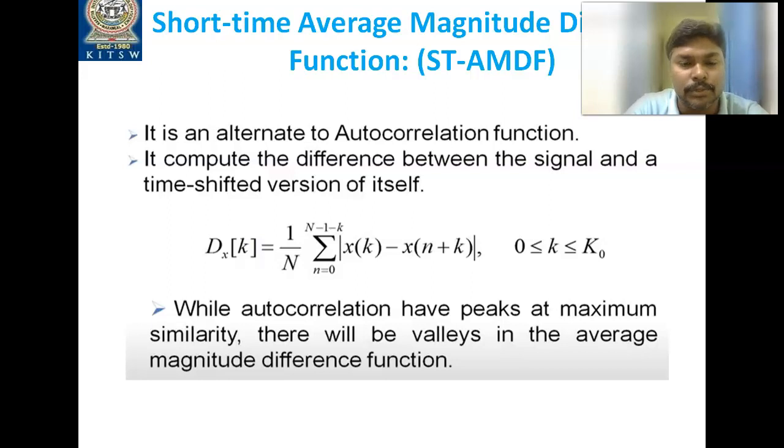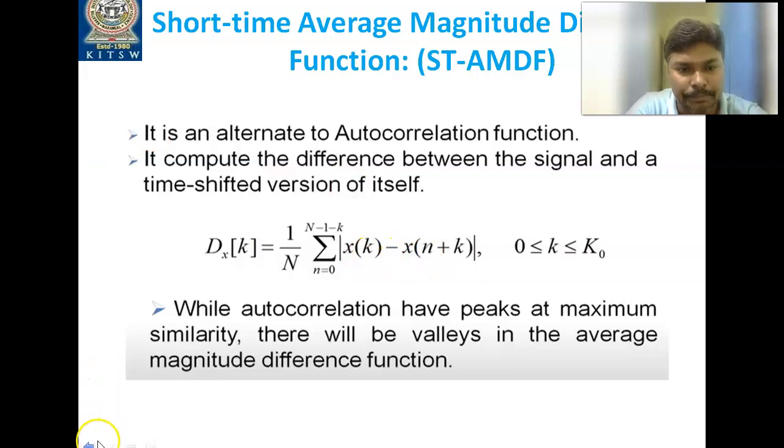As I already mentioned, it is an alternative to the autocorrelation function. The main difference is that it computes the difference between the signal and the time shifted version of itself. It is simple to understand, because in the autocorrelation mathematical expression you have x of k into x of n plus k.